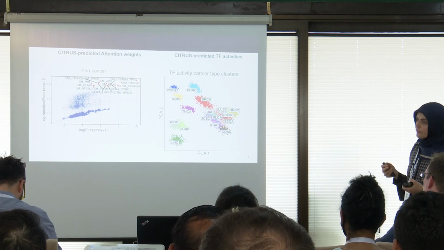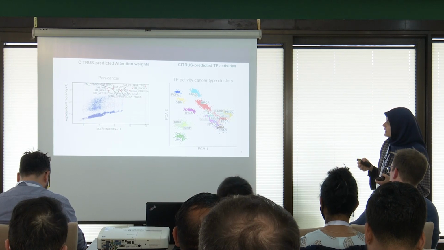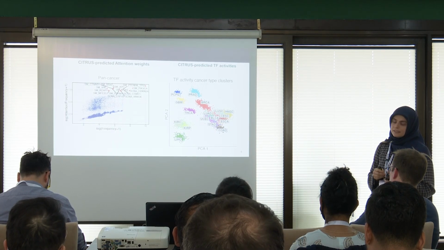In this figure, I'm showing you the inferred TF activity from the model. Every dot represents one patient, and patients are colored by the cancer type.